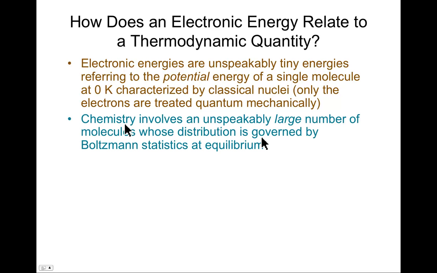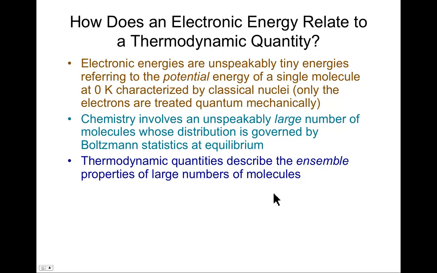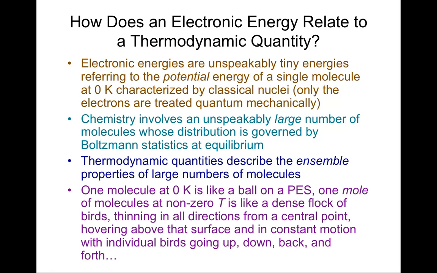But when we talk about chemistry, real chemistry, we've got an unspeakably large number of molecules, so, you know, maybe a mole's worth, and the distribution of energy is governed by Boltzmann statistics, at least if we're at equilibrium. So thermodynamic quantities actually describe ensemble properties of large numbers of molecules. And so if one molecule at zero Kelvin is kind of like a ball on a potential energy surface, I can change its geometry around, and that's like rolling it up or down the surface somewhere and describe its energy. Well, a mole of molecules not at 0 degrees Kelvin is more like a flock of birds. And I've used this analogy before.